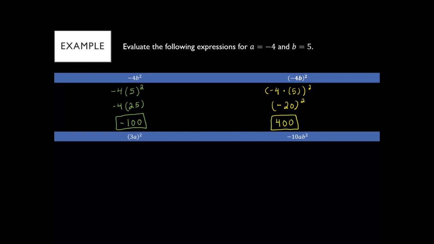So you can see the difference here of simply having parentheses. It gave us two very different answers. We plugged in the same number for b. It looks almost identical, but those parentheses make a huge difference because they change the order of operations that you're doing here.